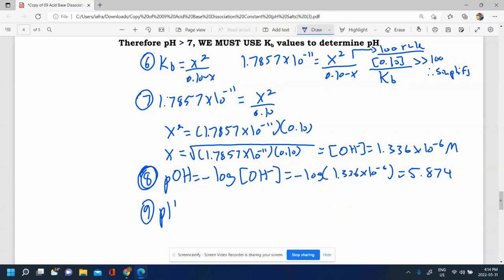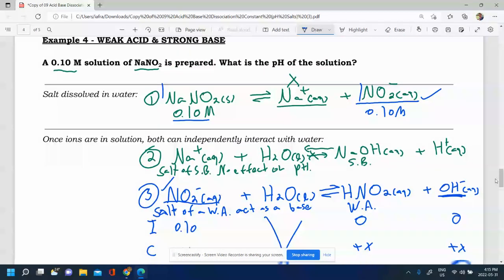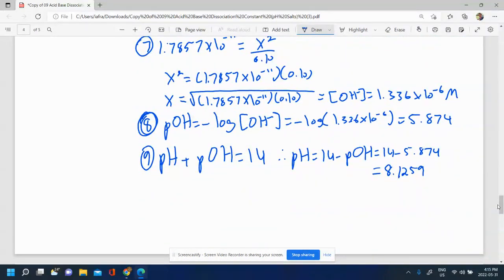We know that the pH plus pOH is equal to 14. Therefore, the pH is equal to 14 minus the pOH, which is 14 minus the 5.874, which is equal to 8.1259, so on and so forth. We want 2 sig figs, so therefore pH is approximately 8.1.